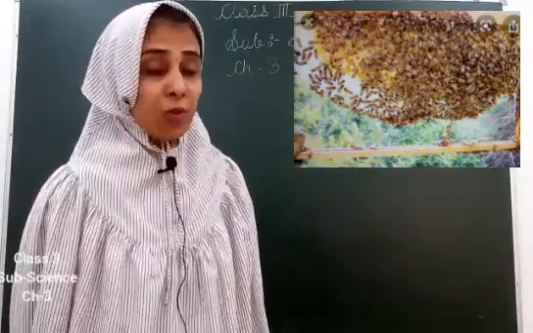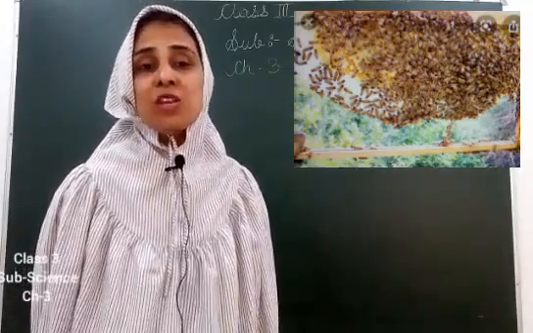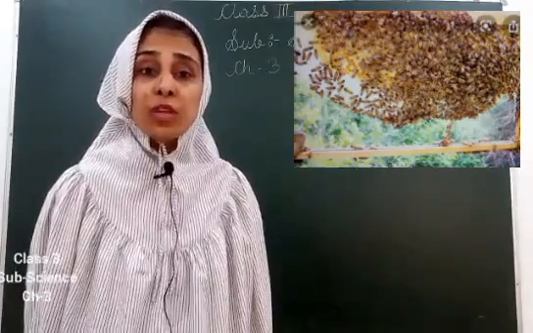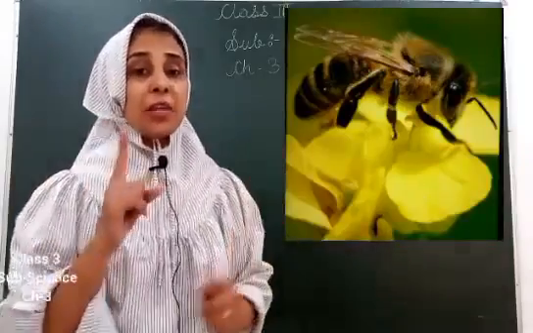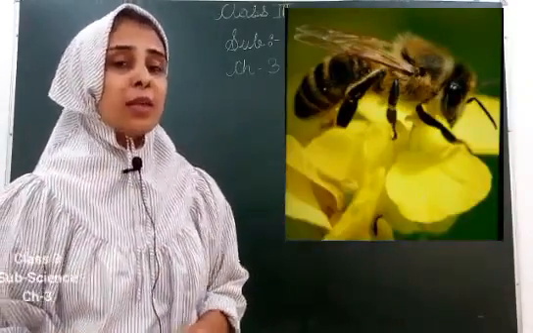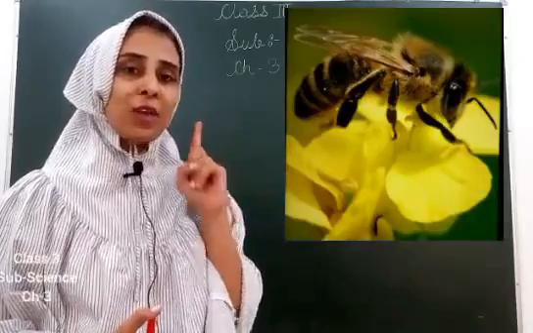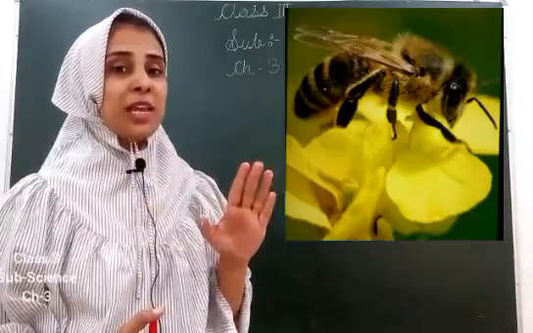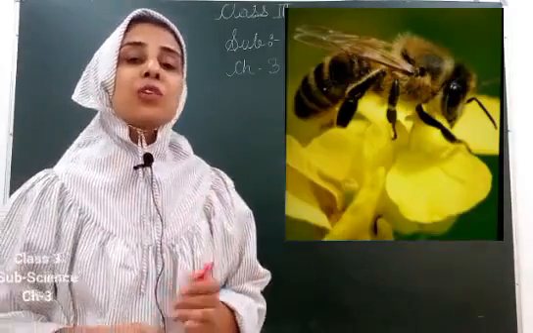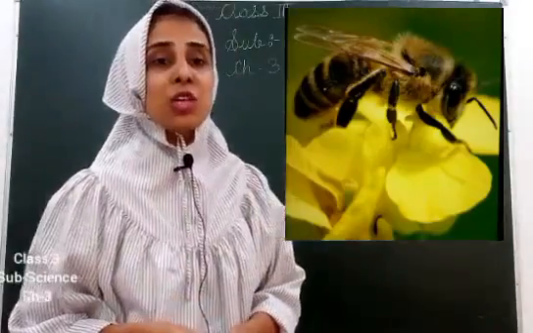And in one honeycomb, there are more than thousands of bees. कितनी होती है? More than 1,000 bees. And in सबकी एक रानी होती है. There is one queen bee. Only one queen bee can stay in one honeycomb. एक honeycomb में एक ही queen bee होती है, बहुत सारी नहीं. And what does she do? She produces eggs.